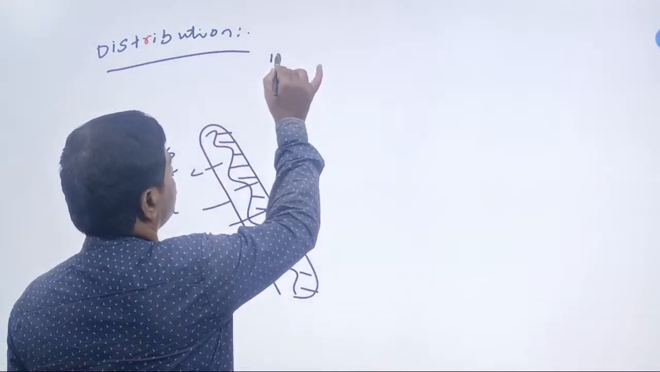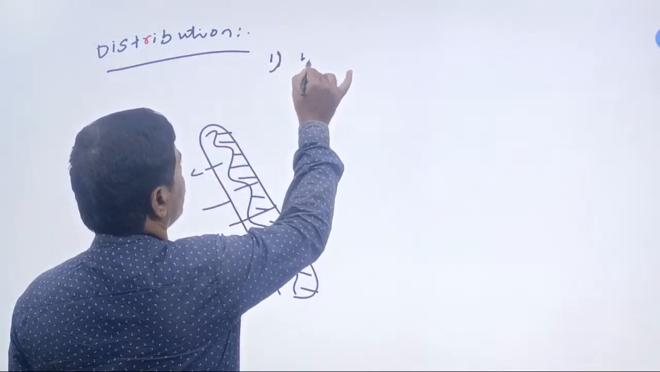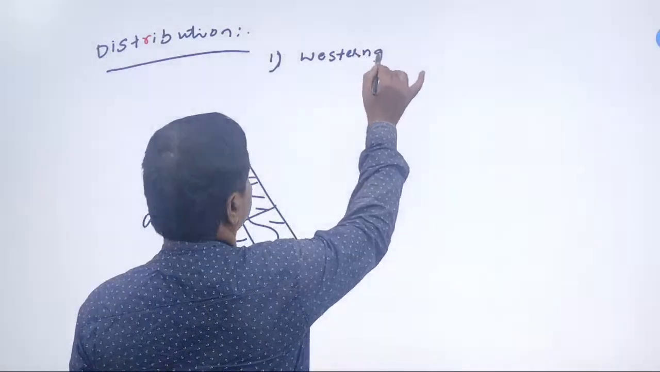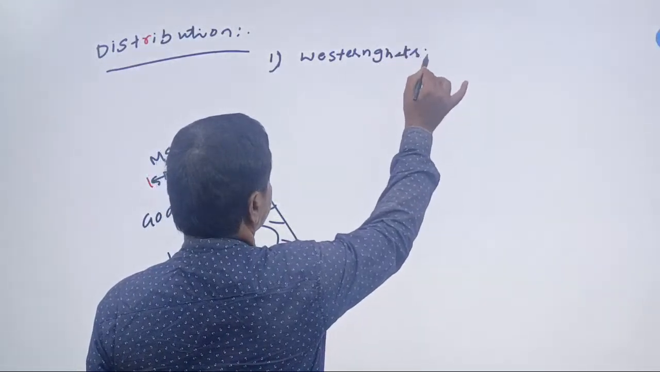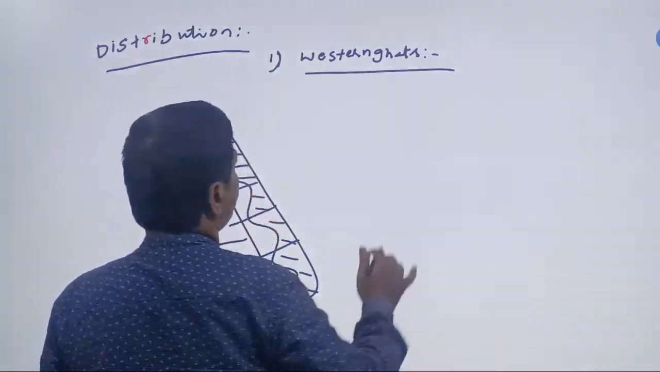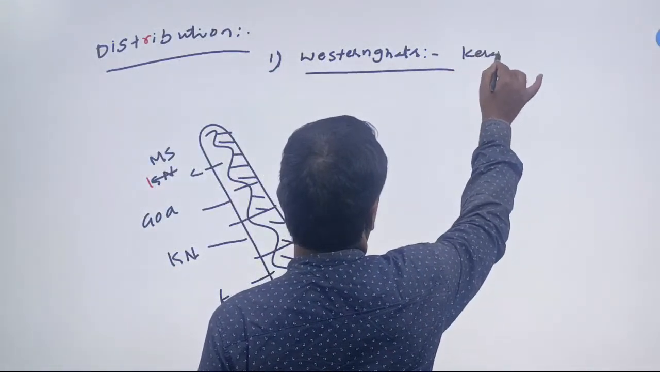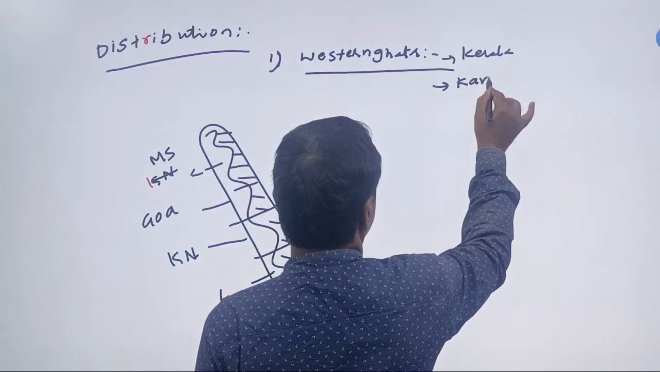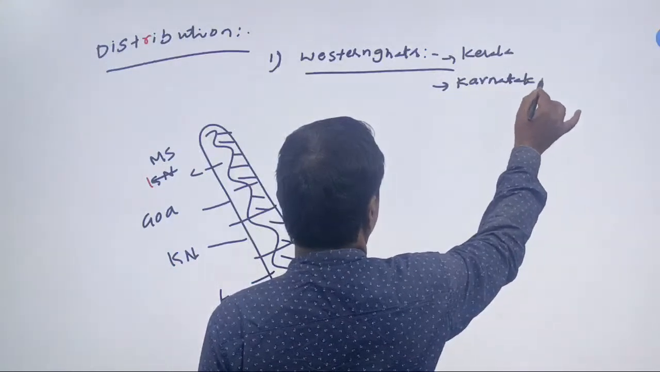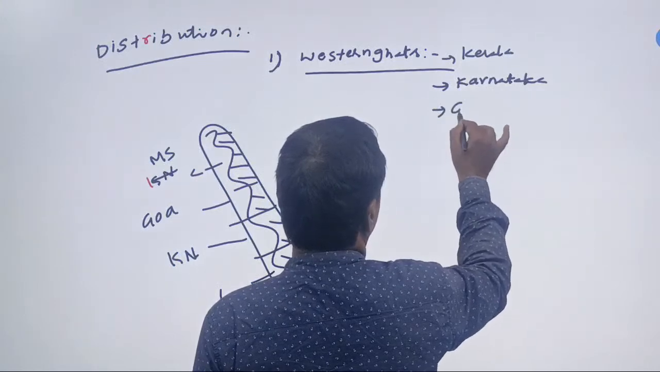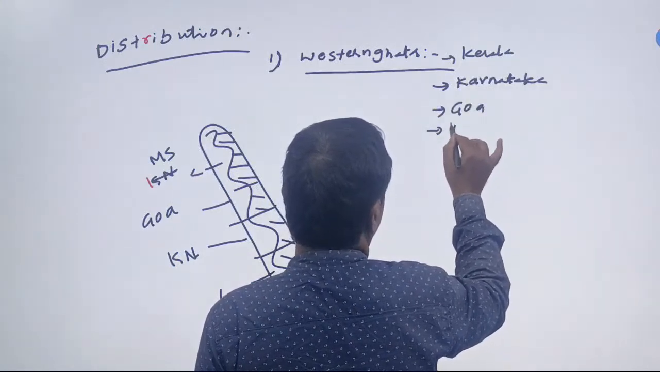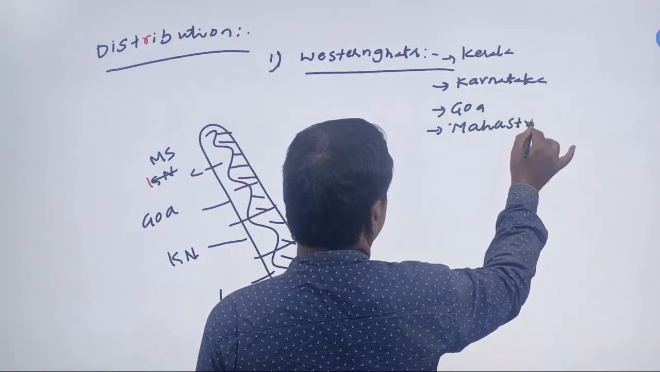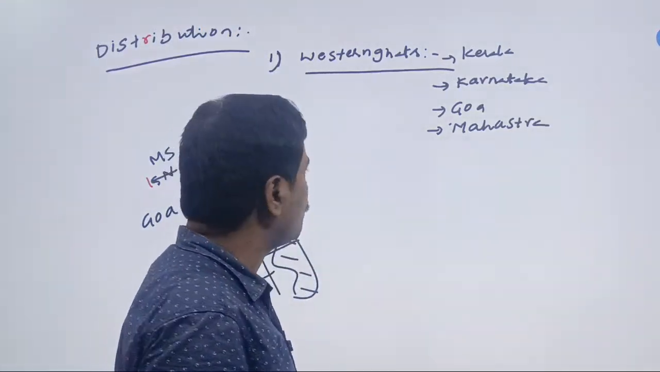So first, in the Western Ghats, there are Kerala, second Karnataka, Goa, and Maharashtra. These are where this type of forest growth is maximum.